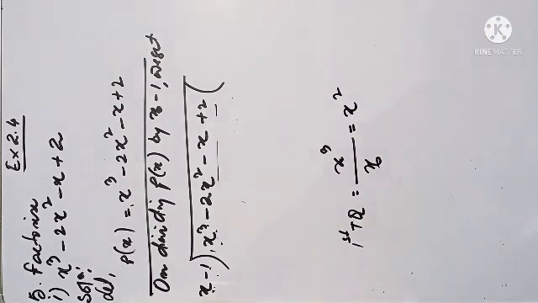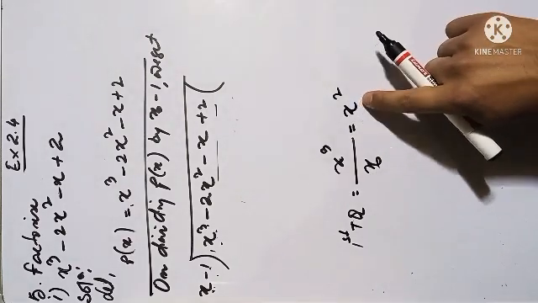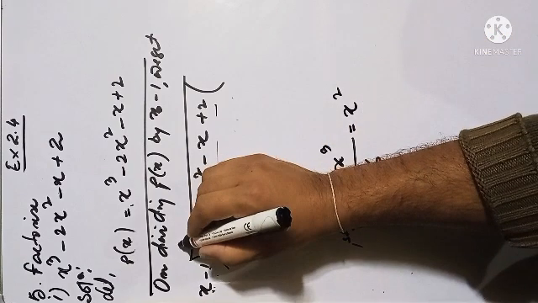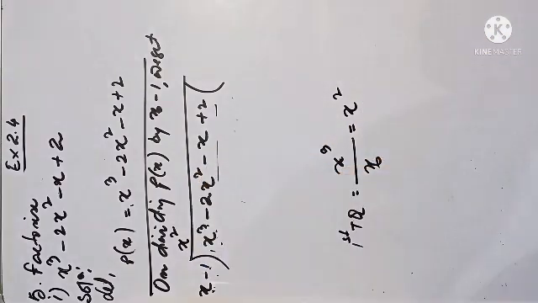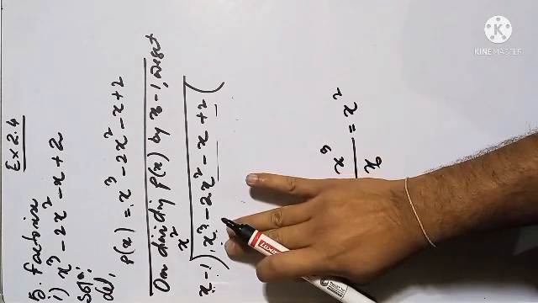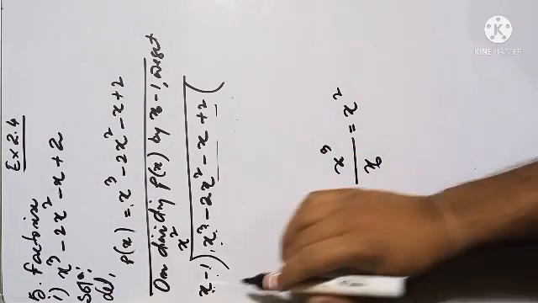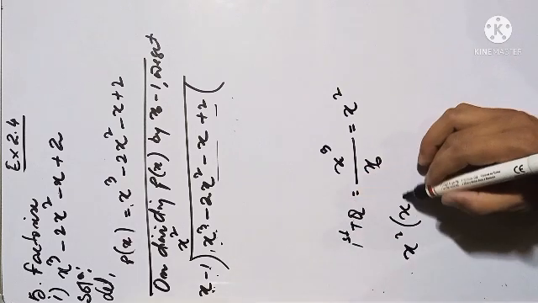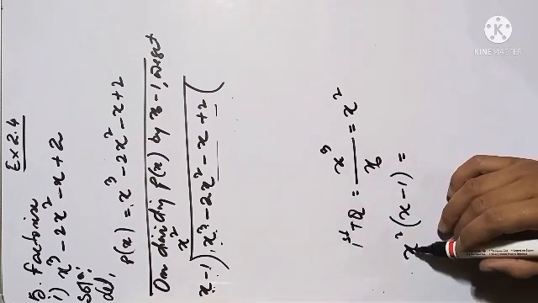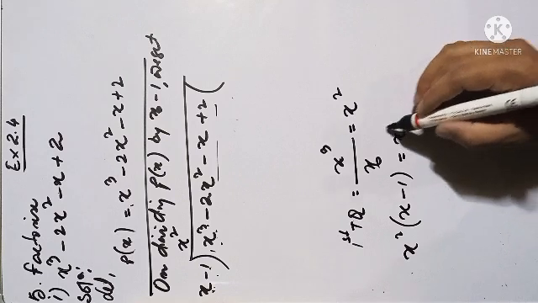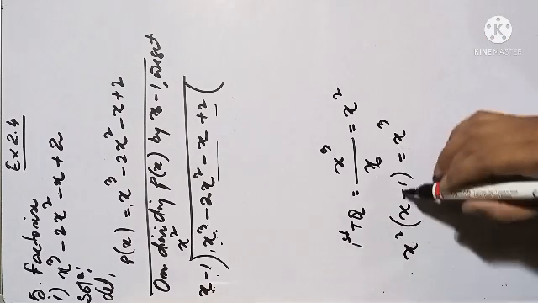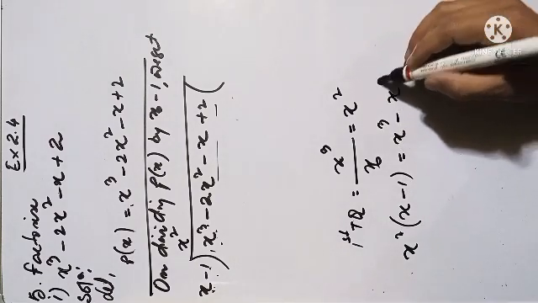x square. This x square is the first term of the quotient. So let me write here x square. But now, what are we going to write? This x square will multiply with x minus 1, and let's see how much we get. x square into x will get x cube. x square into minus 1 will get minus x square.